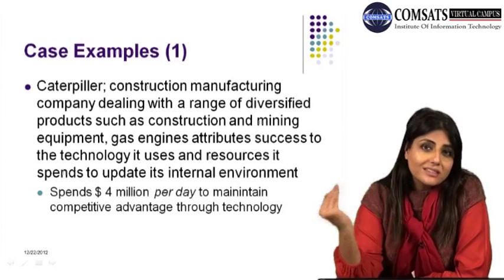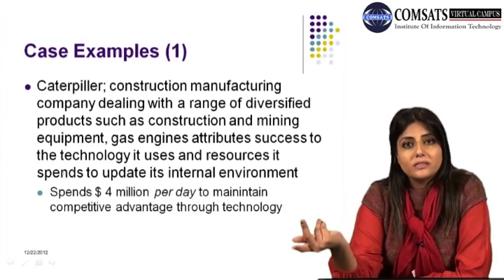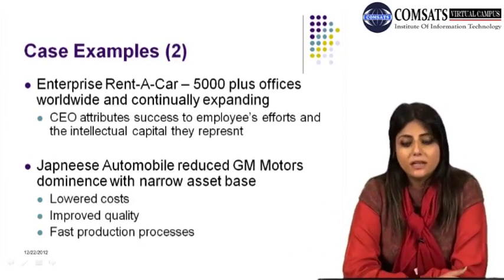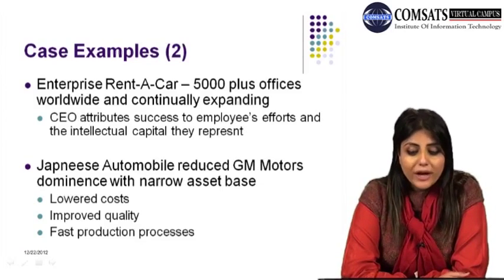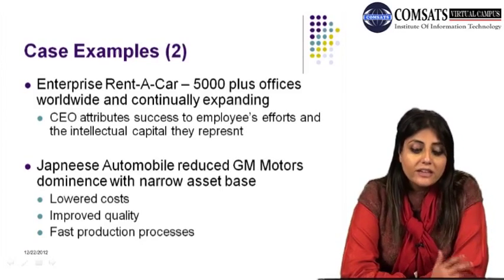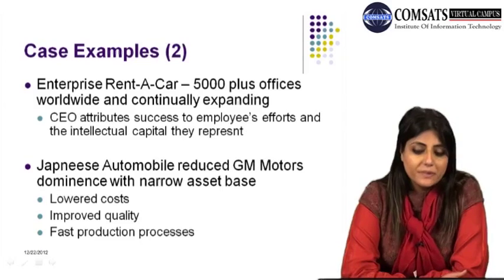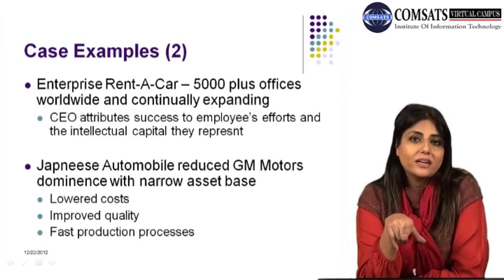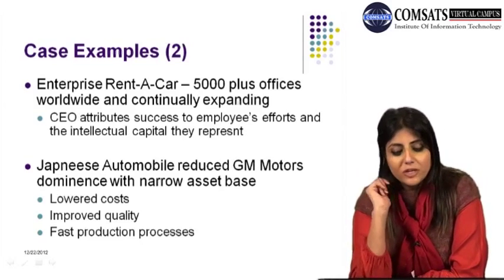If it does not invest in its technology, the technology will go obsolete and the firm will run out of business. Then we have another example of Enterprise Rent-A-Car. The company has 5,000 plus offices worldwide, and it's continuously expanding, and its CEO attributes its success to employees' efforts and the intellectual capital they represent. So you see that here the source of competitive advantage that this company has identified is different than was the case of Caterpillar. And then we have the Japanese automobile.